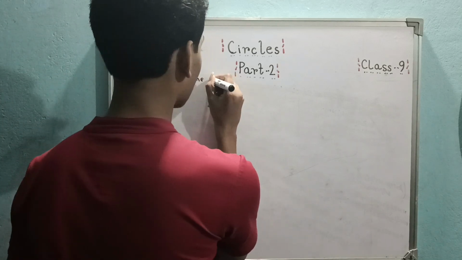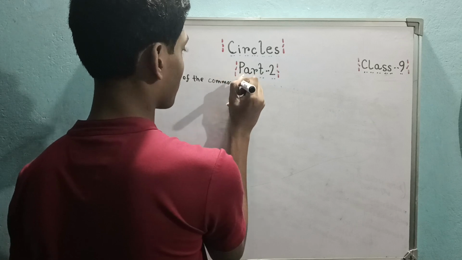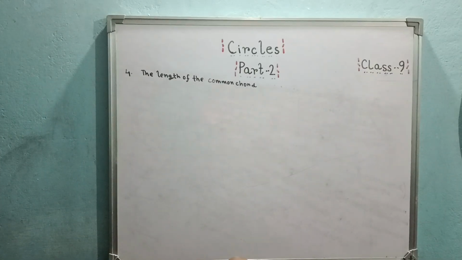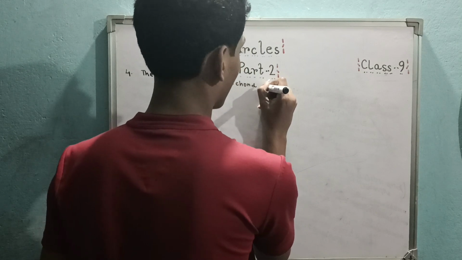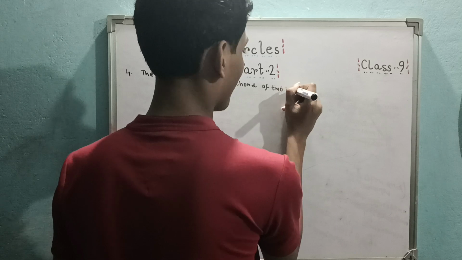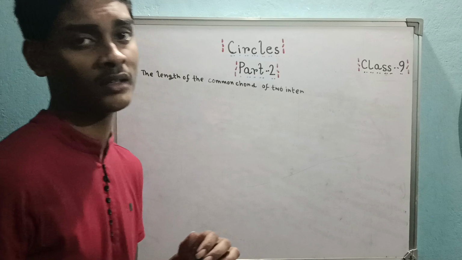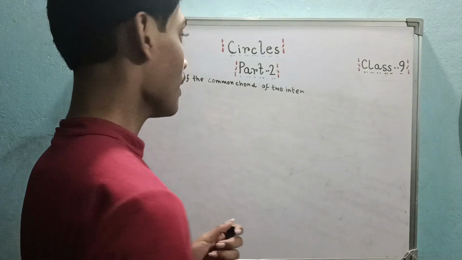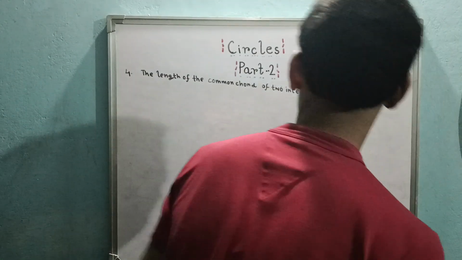The length of the common chord of two intersecting circles is 30 centimeter. Wow. If you are getting a common chord, that means decreasing our difficulty by 50%, I'm thinking. You will see why. A chord means only one chord. It's quite easy. And besides that, its length is given. Wow, finished. Sum is finished actually.